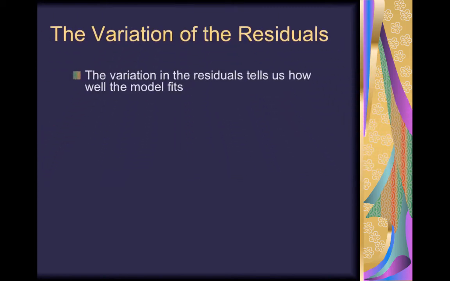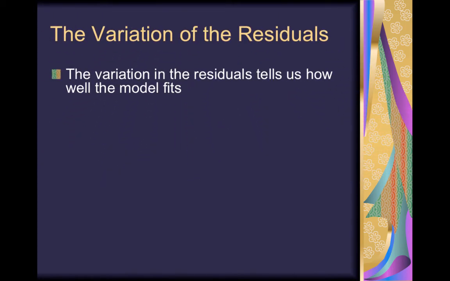So looking at the variation of the residuals. The variation of the residuals tells us how well the model fits. So if our residual plot is random, that's good. But there are, of course, different levels of strength. We might have a really strong relationship and we might have a weaker relationship. And the variation in the residuals kind of gives us that idea.